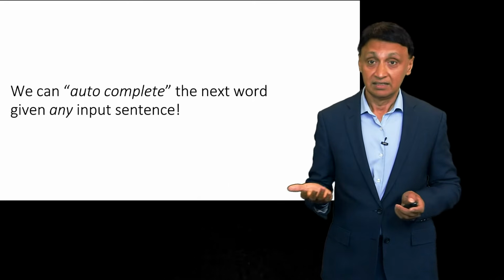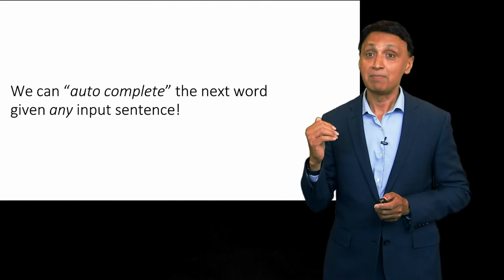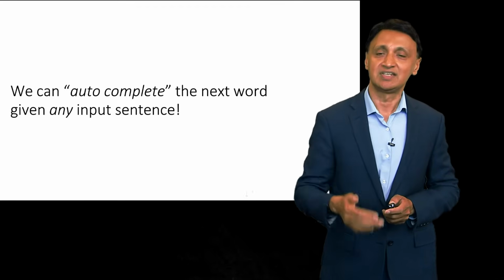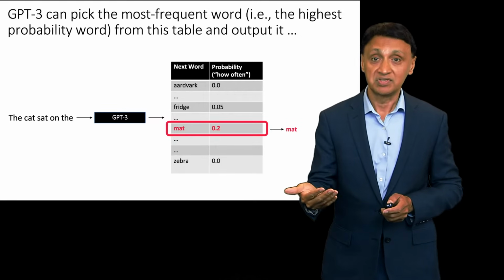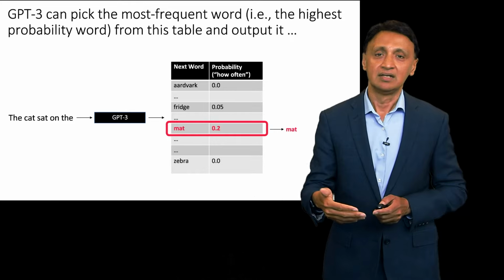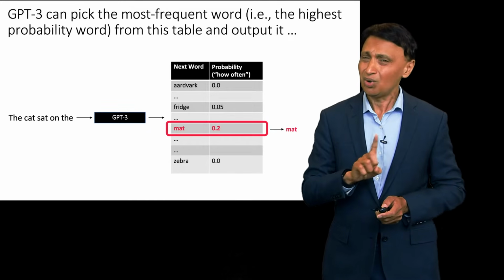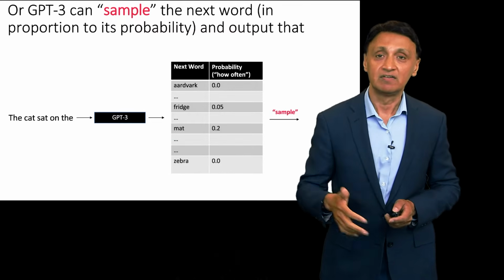Well, what you can immediately do is, given any input sentence or any part of an input sentence, you can just simply auto-complete the next word using this table. You can do it in many different ways. The first thing you can do, of course, is that you calculate the table, and then you just take the most likely word, which in this example happens to be mat, and you just output that. But you don't have to pick only the most likely word. You can actually sample a word from this table.